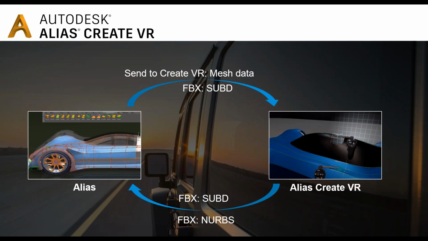Now we're moving from Alias or Create VR to the Alias product. You can bring in subd models and NURBS models through FBX into Alias, and Alias will recognize those as editable geometry. So we're not using any special file formats here. We're using standard open source file formats like FBX, so that we're not creating special files. We want to be able to have open data communication between Alias, Create VR and any other product that would be able to read an FBX file and understands NURBS or subds.